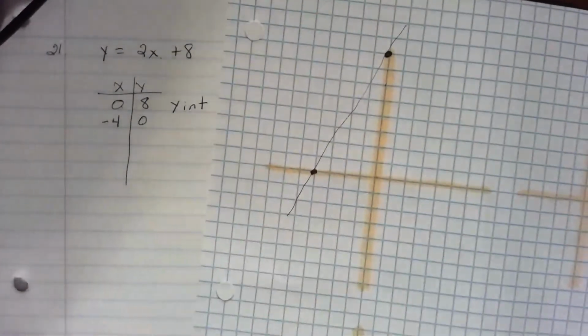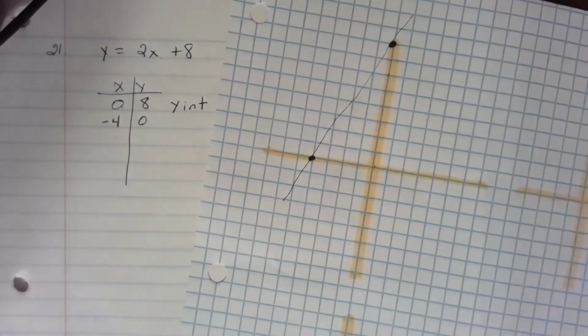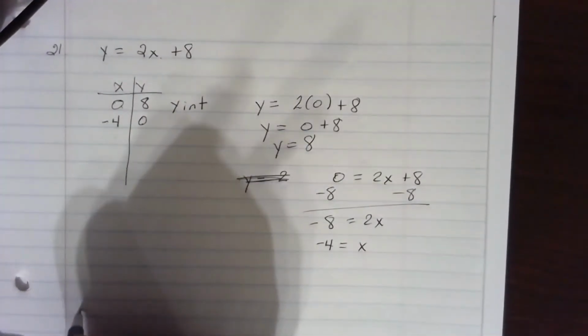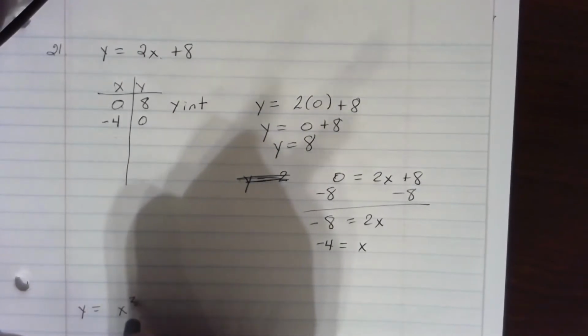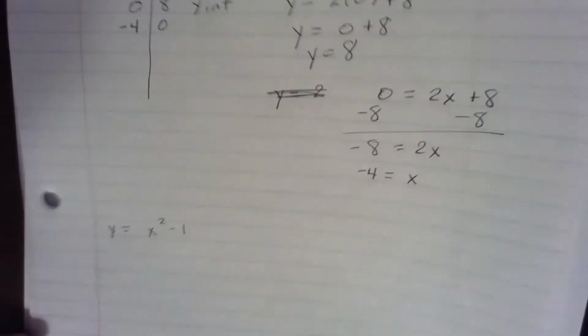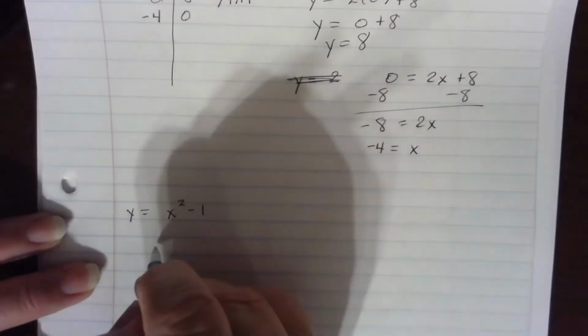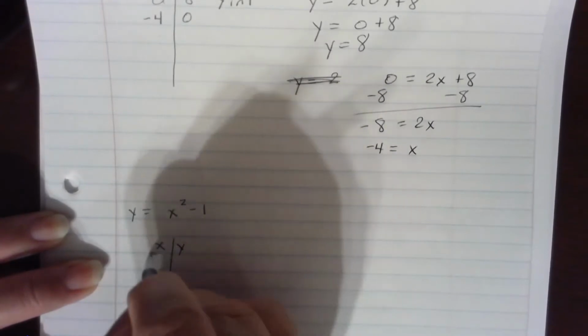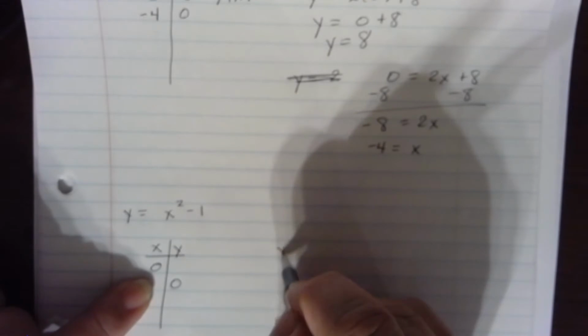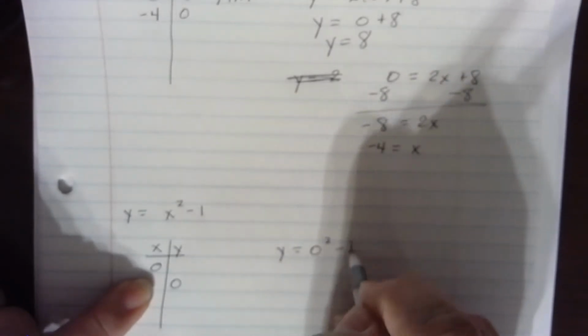Okay? So, the next one is y equals x squared minus 1. And it told me to find the intercepts. So I'm going to start with letting x be 0. And that's going to give me my y-intercept, which is -1.